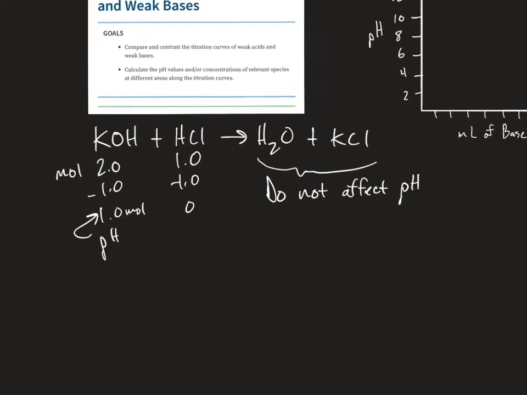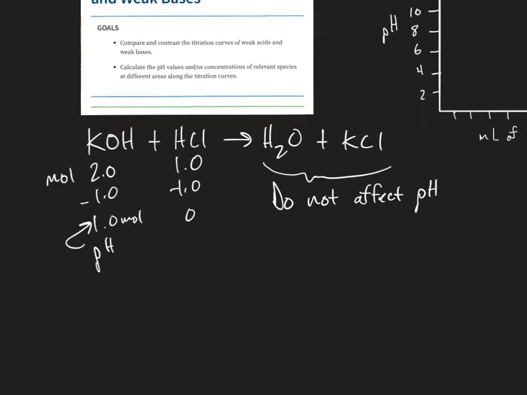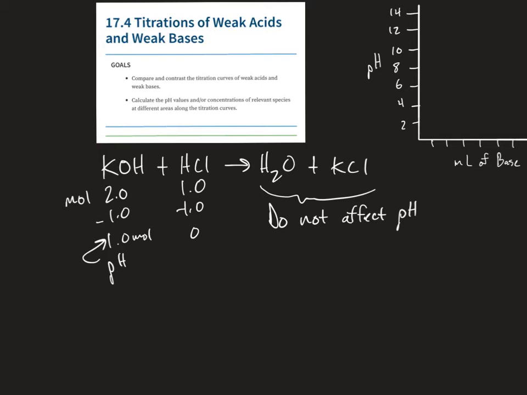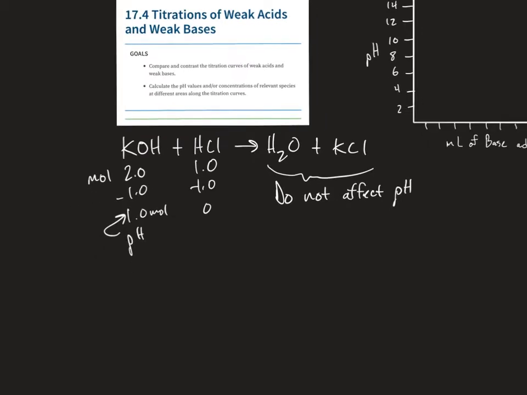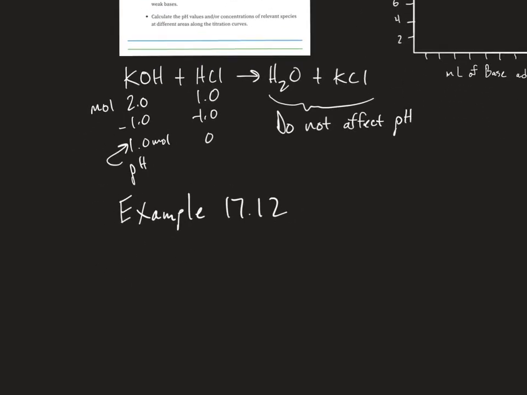However, what if we are dealing with one of these being weak? So let's look at the case of example 17.12 from section 17.4 in your online book. In this example, we are going to react sodium hydroxide as our strong base, with the state of matter in there, plus formic acid.